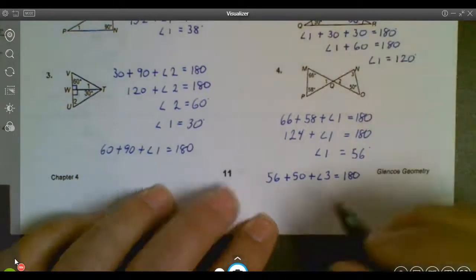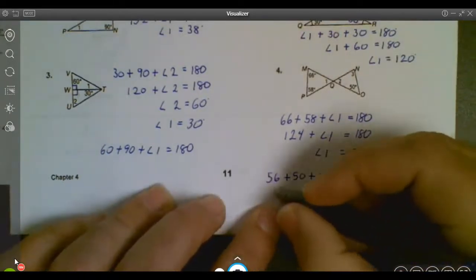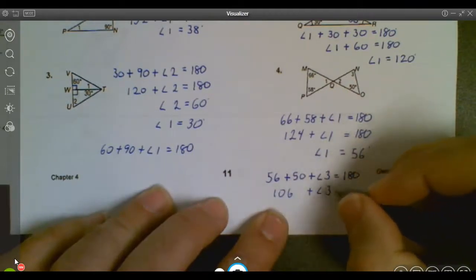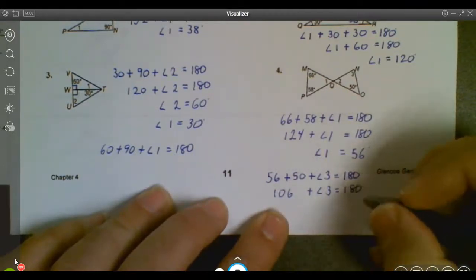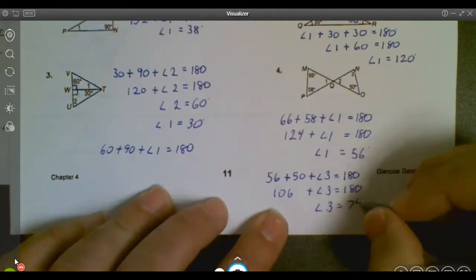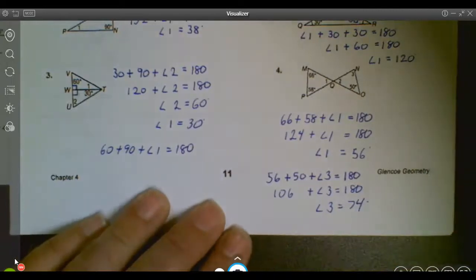So there's our second equation. Let's do the same approach. Add those guys up. They add up to 106. Subtract that from 180. And we have our final angle. All right, let me flip you over to the back side.